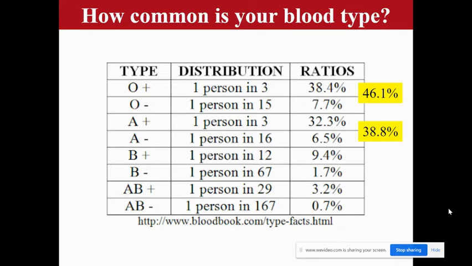A positive or A negative, which is actually, I have A positive, and there's about 38.8% of people that have that. So that's pretty common. Then B is only about 11.1% of people. And then AB is the most rare blood type, and that's about 3.9% of people.